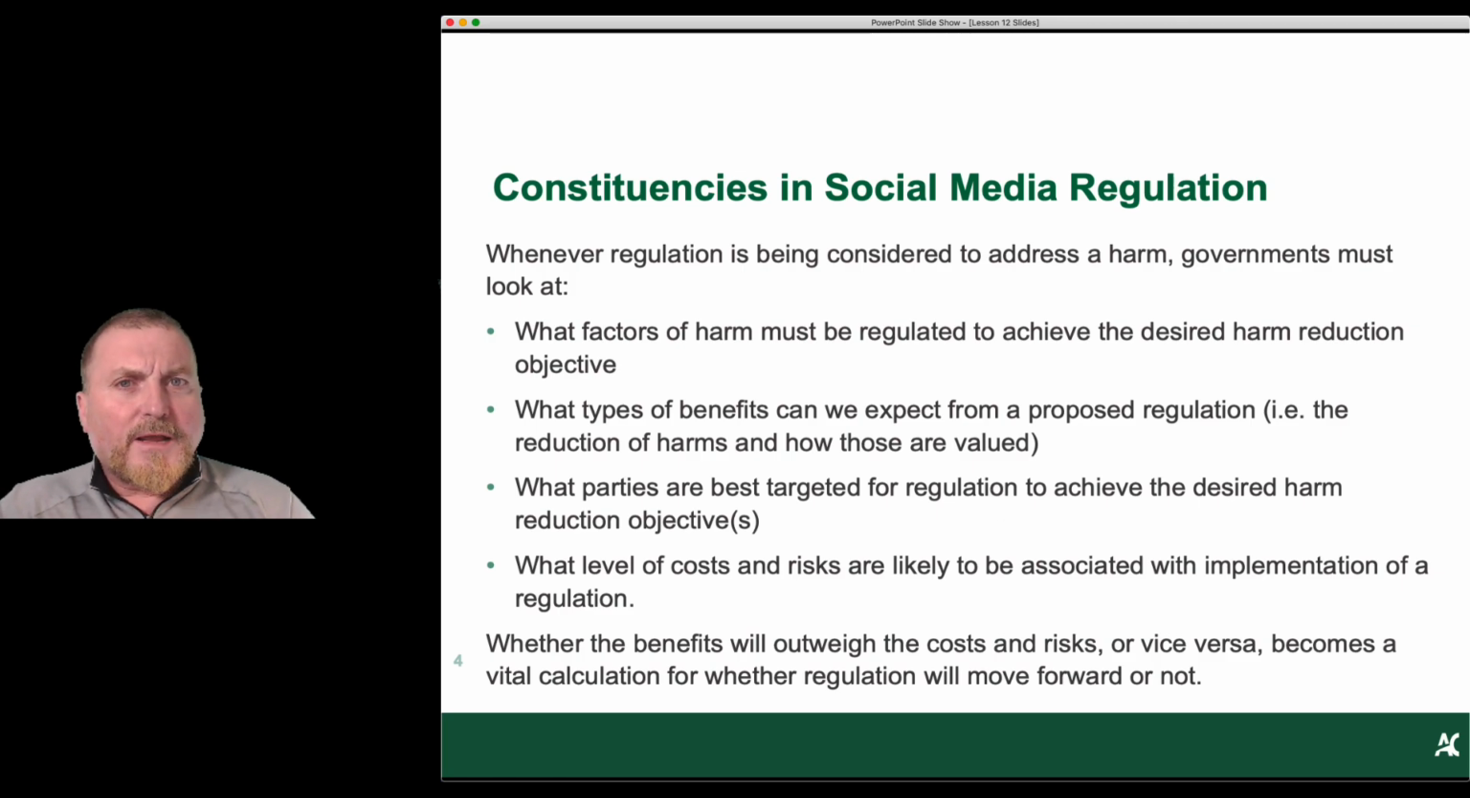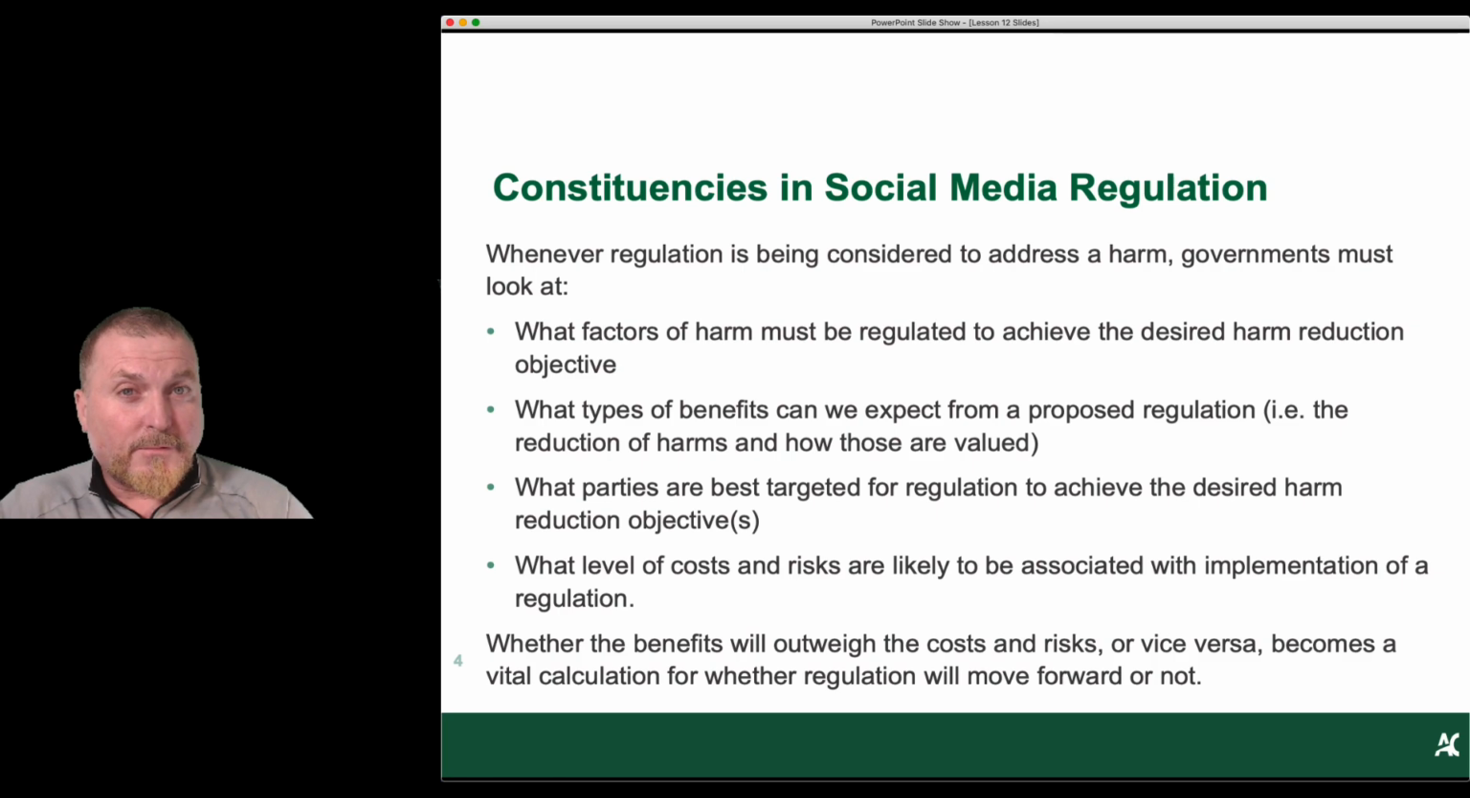Now, keep in mind, whenever regulation is being considered in any area by government to address a harm, governments must look at what factors of harm must be regulated to achieve the desired harm reduction objectives. How would we approach social media regulation if government was to do it in a more serious way? What types of benefits can we expect from proposed regulation? There's no use doing it unless the benefits greatly exceed the risks or harms that could be caused, or the costs that could be incurred because of the regulations. In other words, benefits have to outweigh costs and risks, or it wouldn't make sense.